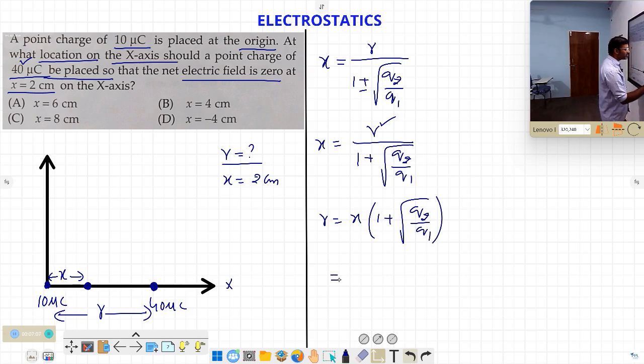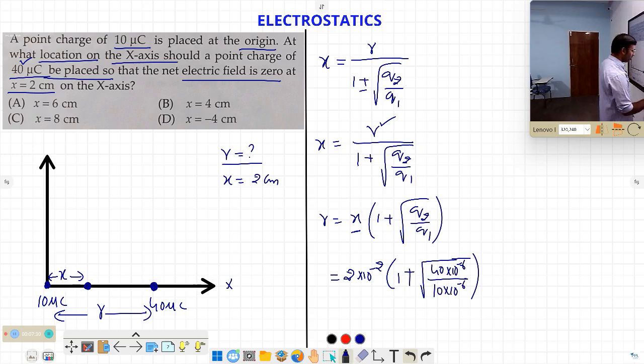Now substitute all the values which you know. What is the x value? 2 centimeters. Keep it in that, so that you will get the answer in centimeters. Otherwise, 2 into 10 power minus 2, you can write 1 plus under root of q2 by q1. The second charge is 40 microcoulomb, that is 40 into 10 power minus 6, by q1, the first charge 10 microcoulomb, that is 10 into 10 power minus 6. To solve this, the 10 power minus 6 cancels and the 0s get cancelled.